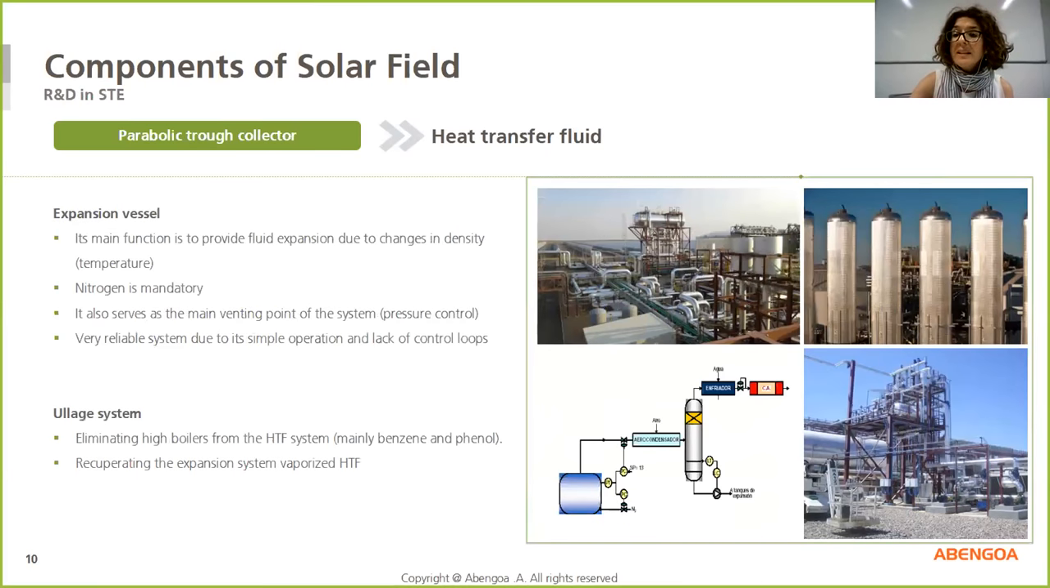Additionally, an expansion vessel is required to provide for fluid expansion due to the change in density with temperature. We have nitrogen. This gas is mandatory in this vessel due to the flammable condition of the HTF, and it is also needed in order to pressurize the HTF to avoid vaporization. And to finalize, the ullage system is installed to eliminate high boiler from the HTF system and to recuperate the vaporized HTF in the expansion system.